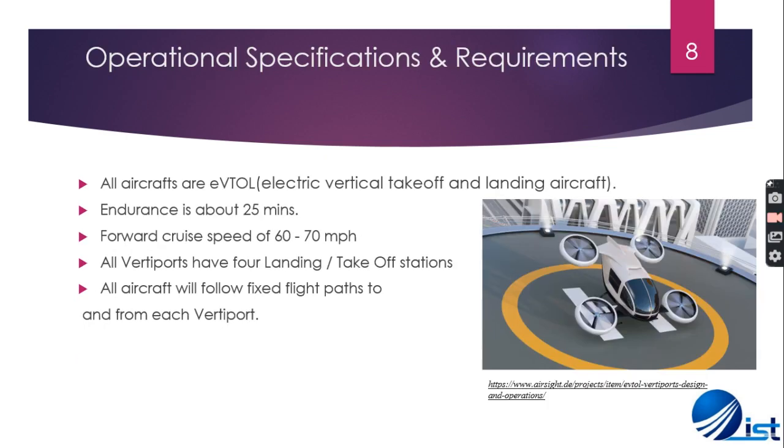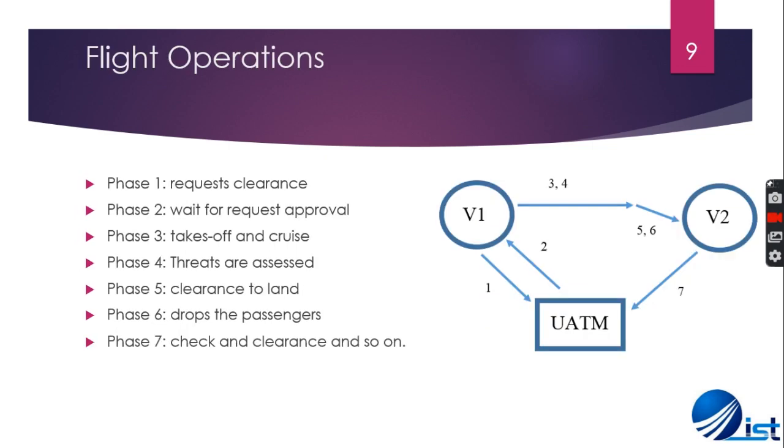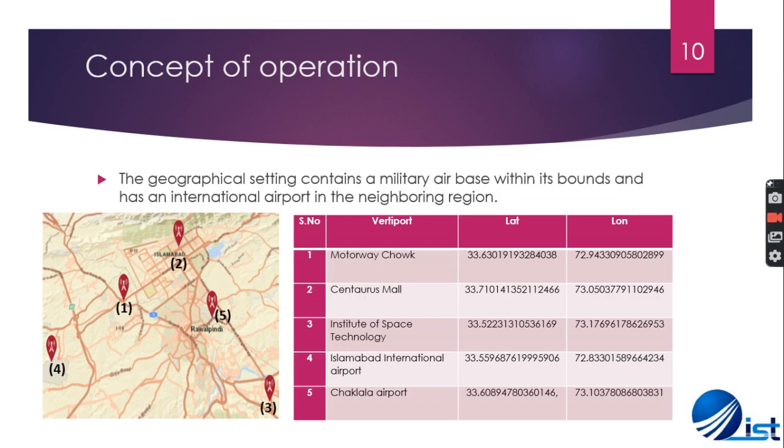These are some of the operational specifications and requirements for flight operations. These are the 7 phases that the aircraft has to follow. The region of flight operation is the capital city of Islamabad and adjoining regions. The area of flight operation is shown in the figure, and the table shows the location of vertiports. We have an international airport within the region which can be used as a backup in case of any emergency.